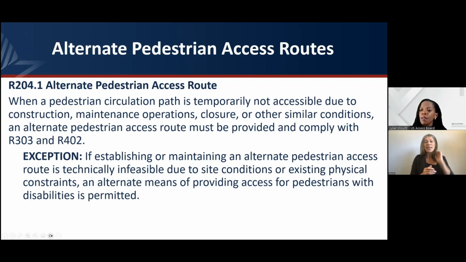In sections 303 and 402, those are technical sections. So in 303, the board has specified the required accessibility features of an alternate pedestrian access route to ensure that they are detectable and contain the basic accessibility features of the closed route without being overly burdensome. And R402 addresses vertical clearance, which applies to the entire pedestrian circulation path.